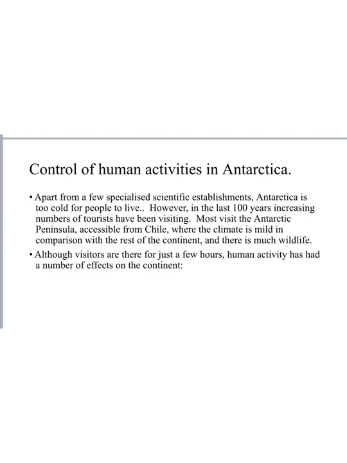The control of human activities in the Antarctica. Apart from a few specialised scientific establishments, Antarctica is too cold for people to live. However, in the last 100 years, increasing numbers of tourists have been visiting. Most visit the Antarctic Peninsula, accessible from Chile, where the climate is mild in comparison with the rest of the continent and there is much wildlife. Although visitors are there for just a few hours, human activity has had a number of effects on the continent, and this is again looking at why it's a really sensitive ecosystem.